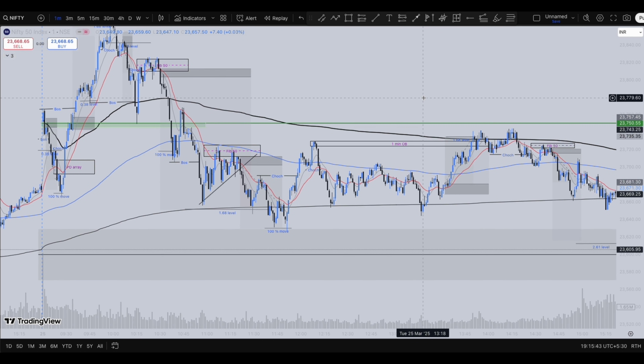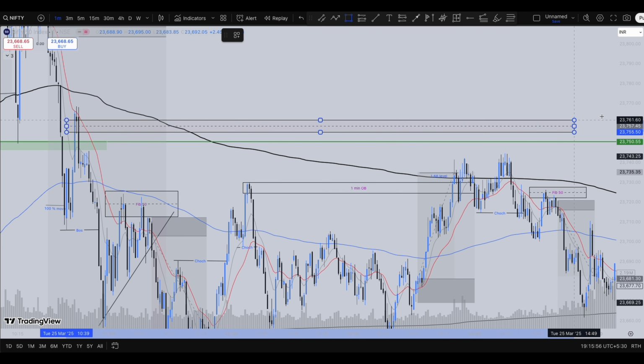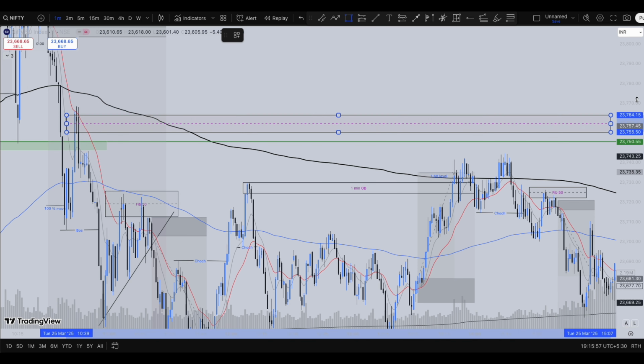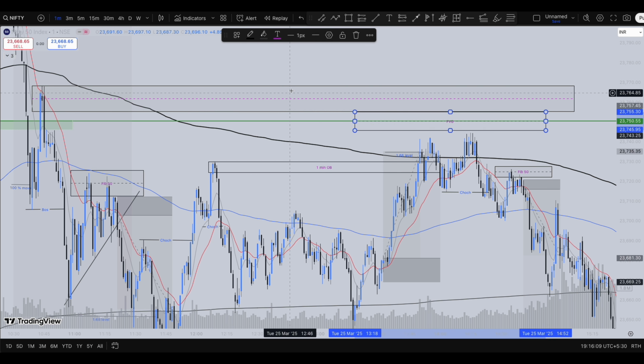You can see how the market here broke the 1 minute order block towards the upside, but was not able to reach this order block level, guys. If you consider this order block level over here, you can see this is another order block level, and this was the fair value gap. But here the market didn't even reach this fair value gap also. So this was the fair value gap, and this was the 1 minute order block.